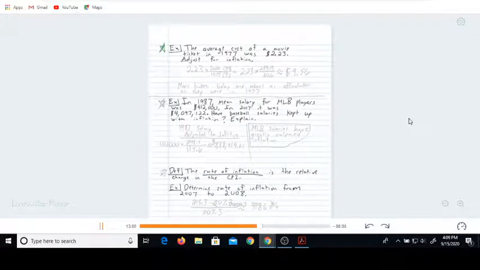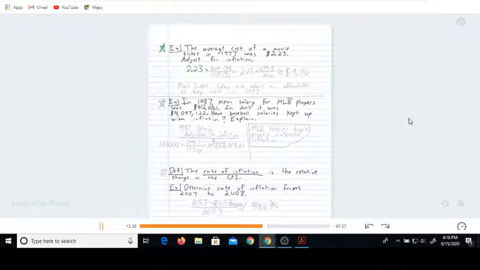Let's go ahead and look at this. The average cost of a movie ticket in 1977 was $2.23, adjust for inflation. So you might look at that and go, $2 for a movie ticket? That's dirt cheap. Well, you got to take into context the time period. $2 in 1977 is not the same thing as $2 in 2020, right? Yes, that is less money, but you got to keep in mind, back in 1977, everybody was paid less. So we got to adjust this for inflation.